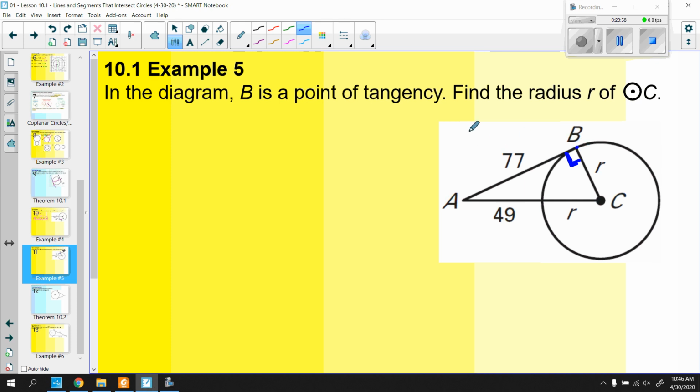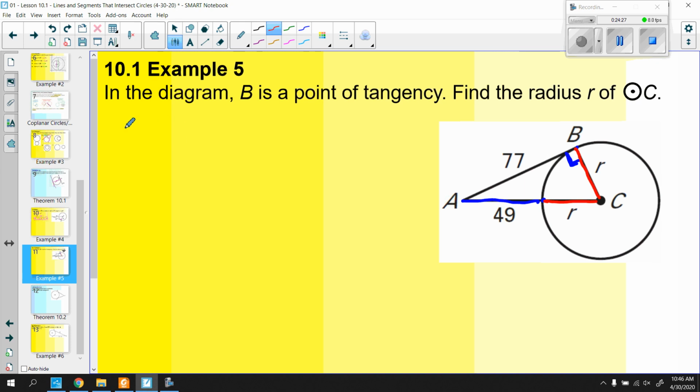Okay, find the radius. Now here's the issue. This 49 is from here to here, right? Obviously this length can't be just 49 because it's got to be longer than 77. So I can't just use 49 for this right here. There's an unknown length, which we're trying to find really, is this radius right here and here. What are we going to do?